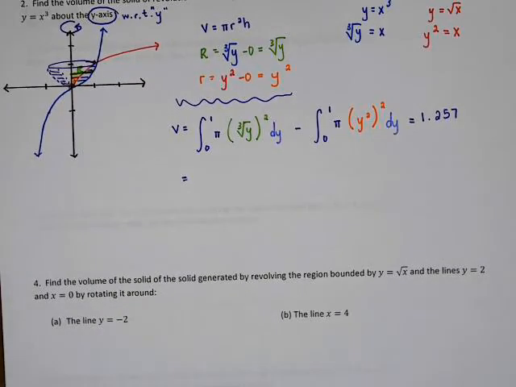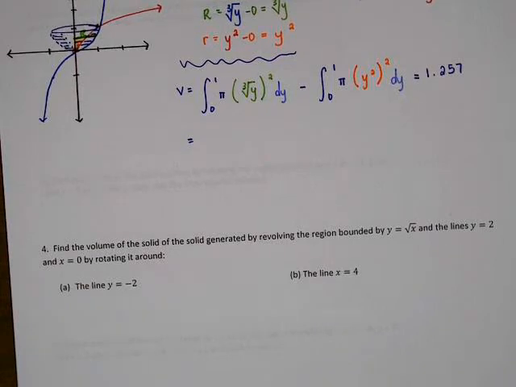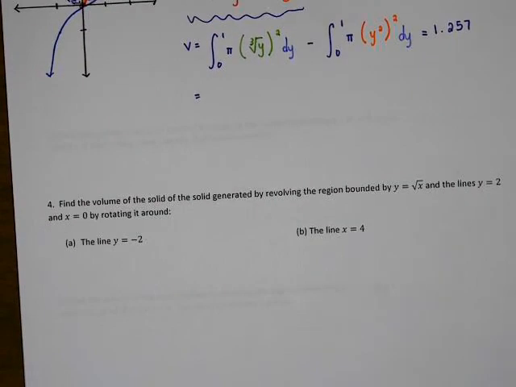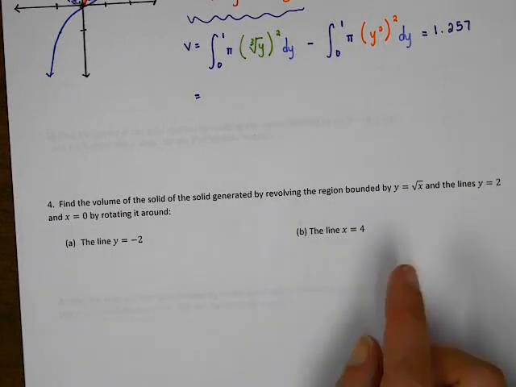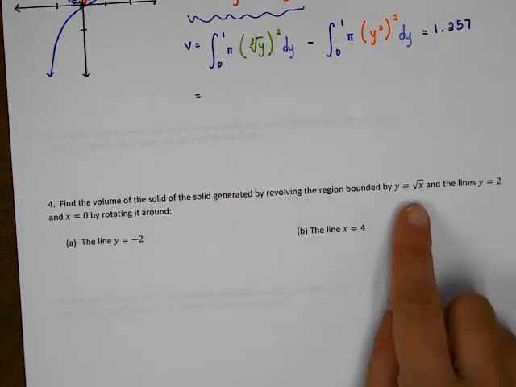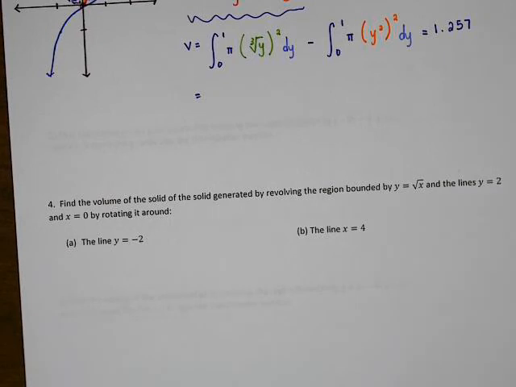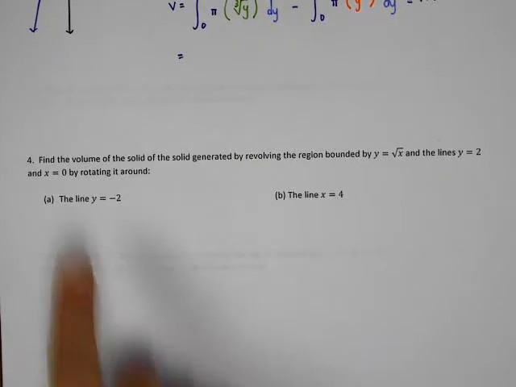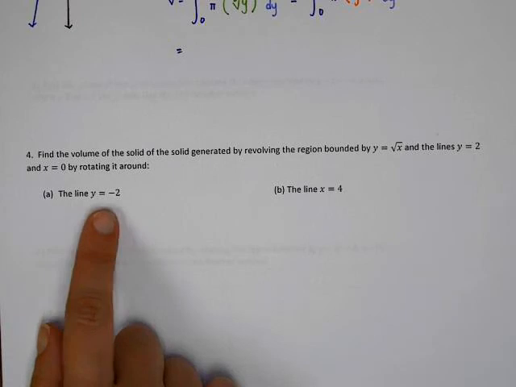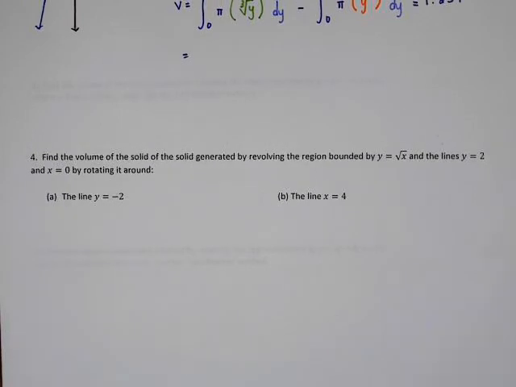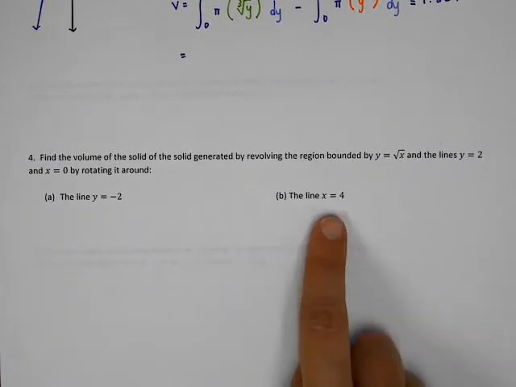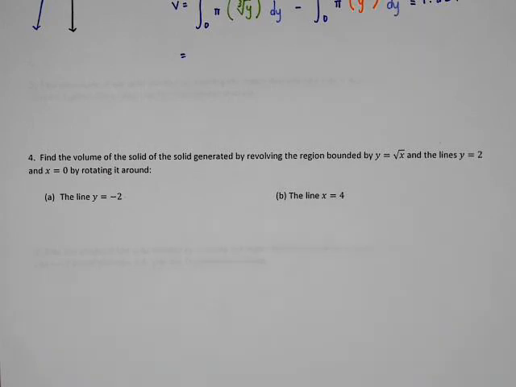Okay, we're going to look at a couple more examples here. So, find the volume of the solid of revolution created when you are bounded by y equals the square root of x and the lines y equals 2 and x equals 0. And then you're rotating it in two different ways here. We're going to rotate it once around the line y equals negative 2. So we can see that we can use other lines besides the axes. And we're going to rotate it a second time around the line x equals 4.